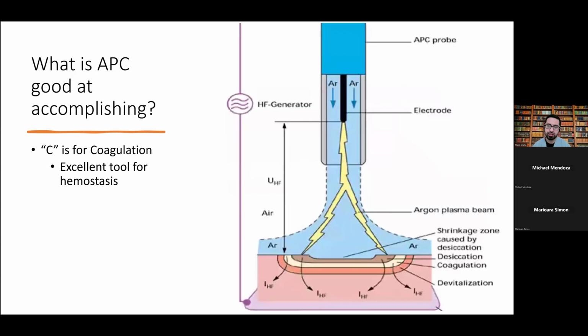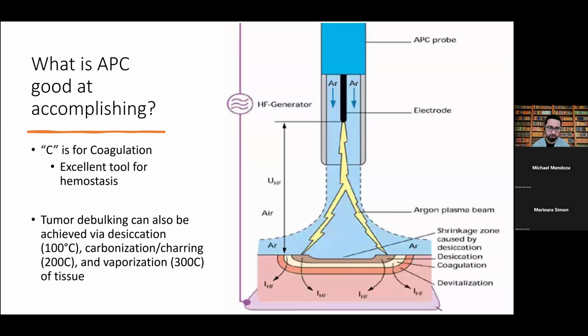So what is APC really good at accomplishing? The name gives it away, right? APC, argon plasma coagulation. It's great for achieving coagulation. It's an excellent tool for achieving hemostasis, a rapid carpet bombing of the area that might be bleeding. And it's also good for tumor debulking as well, particularly closer. The closer you are to the surface, the higher the tissue temperatures that it'll achieve, and that could eventually lead to vaporization, just like you would imagine with something like laser.